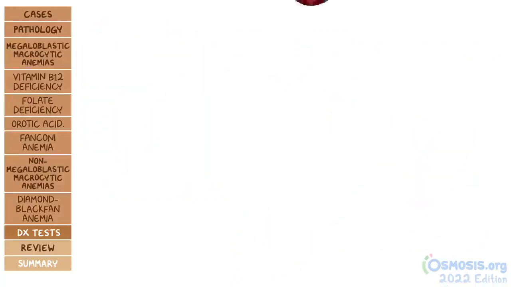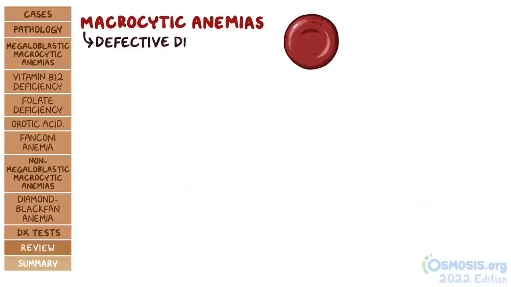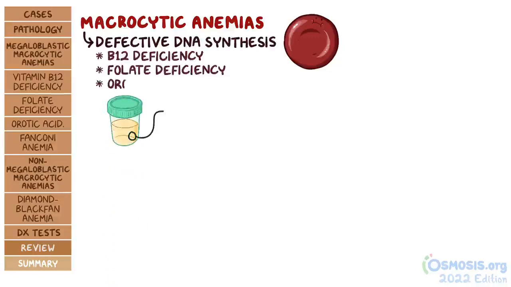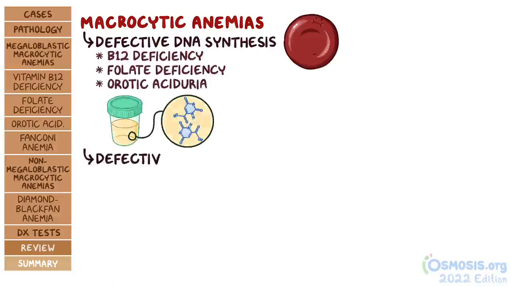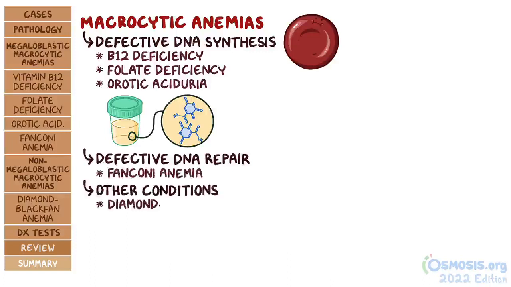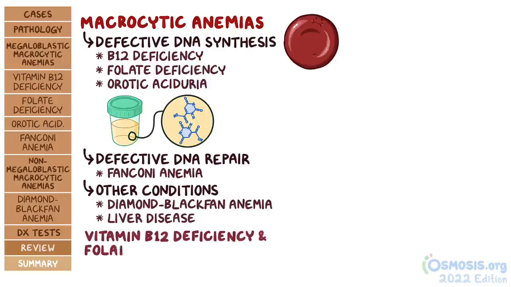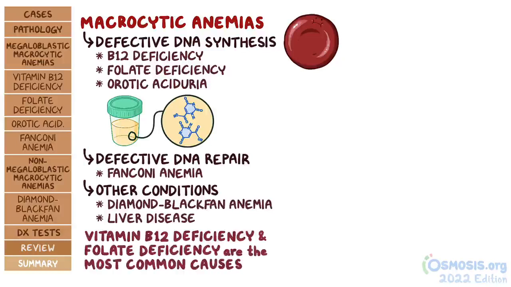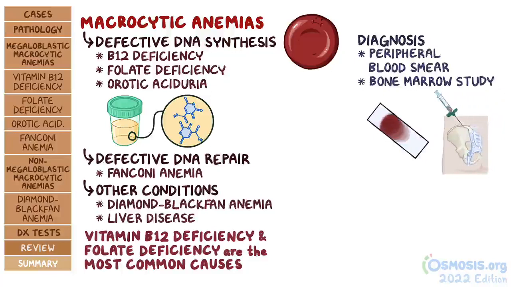Okay, to review. Macrocytic anemias can occur when there is defective DNA synthesis, like in vitamin B12 deficiency, folate deficiency, and orotic aciduria, defective DNA repair, like in Fanconi anemia, and in other conditions such as Diamond-Blackfan anemia and liver disease. Vitamin B12 deficiency and folate deficiency, however, are by far the two most common causes of macrocytic anemia. A diagnosis can be made based on peripheral blood smear and bone marrow study, but also consider the other symptoms, clinical history, lab findings, and genetic tests.